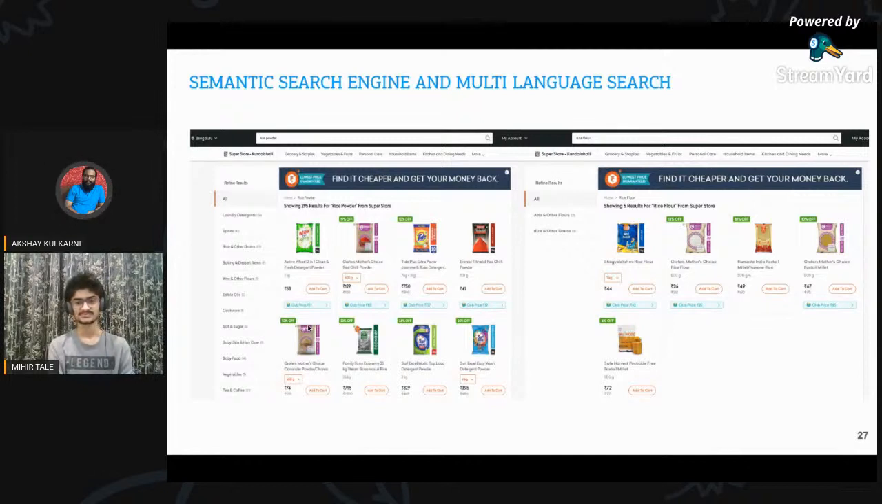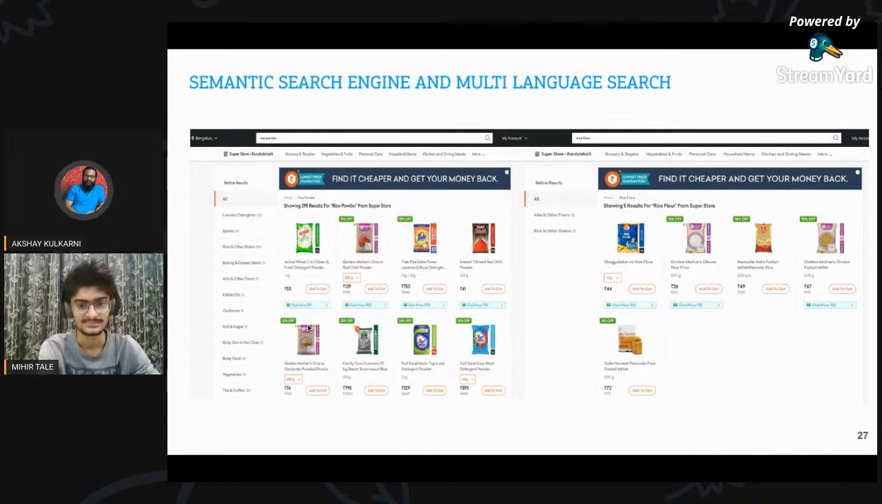Oh, no, no, no, I don't want Grofers. It will waste a lot of my time. I'll probably switch to something which is better. And it doesn't mean that Grofers doesn't have rice powder. If you look at the right side, if I search for rice flour, yes, it has rice flour, but it couldn't differentiate between powder and flour. So semantics is something which every search engine is missing.